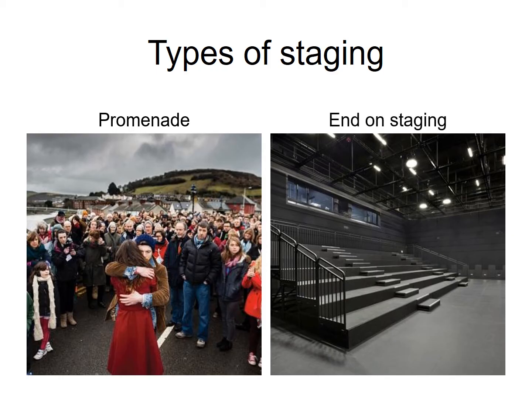And the final kind of staging that we need to think about is called end-on. So it's basically really simple, where the audience are in one side of the space and the performers are in another. And this is perhaps the staging that you're used to performing in a drama studio or in a small sort of black box studio, as we've got in the image here. And so the performers are end-on.